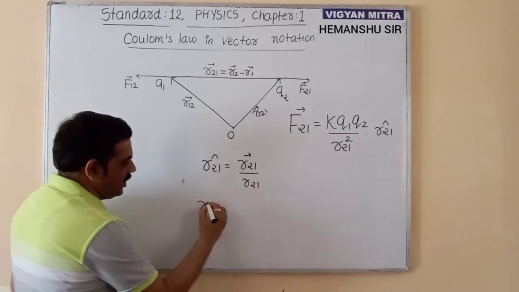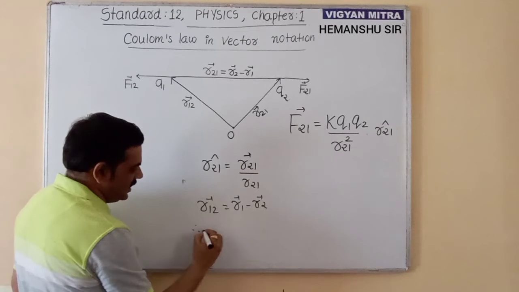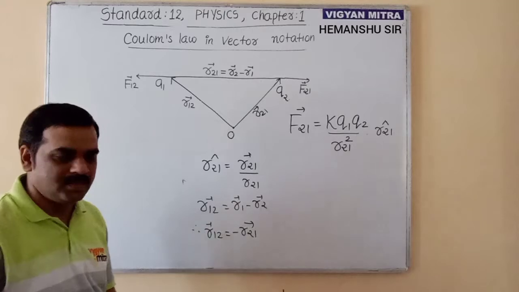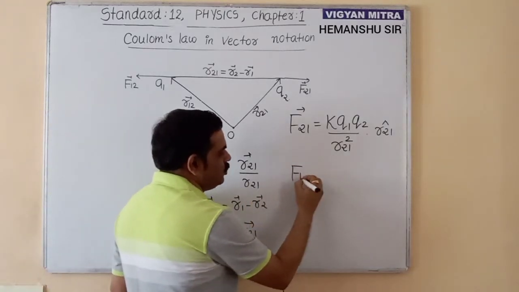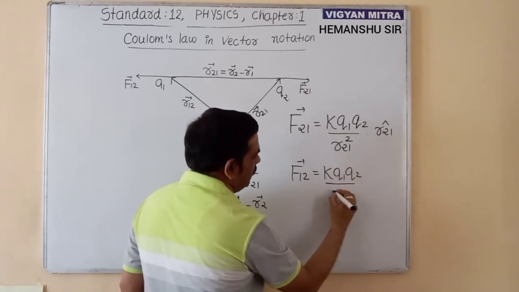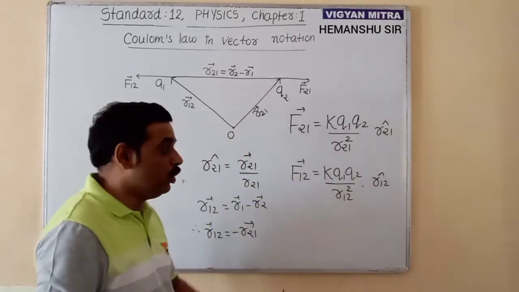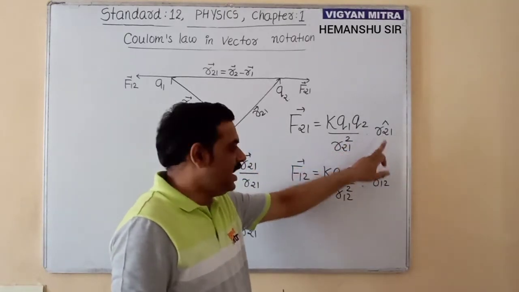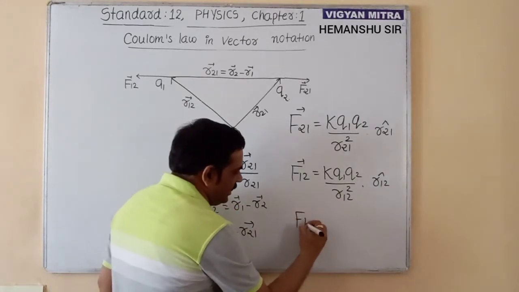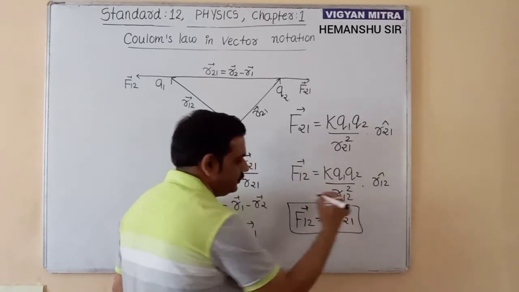We know that R12 is equal to R1 minus R2 vector. So we can say that R12 is equal to minus R21 vector. If we write force on charge Q1 due to Q2, then it is given by equation K Q1 Q2 divided by R12 square into R12 unit vector. But we know that unit vectors R21 and R12 are in opposite directions. So we can write like this: F12 is equal to minus F21 vector.